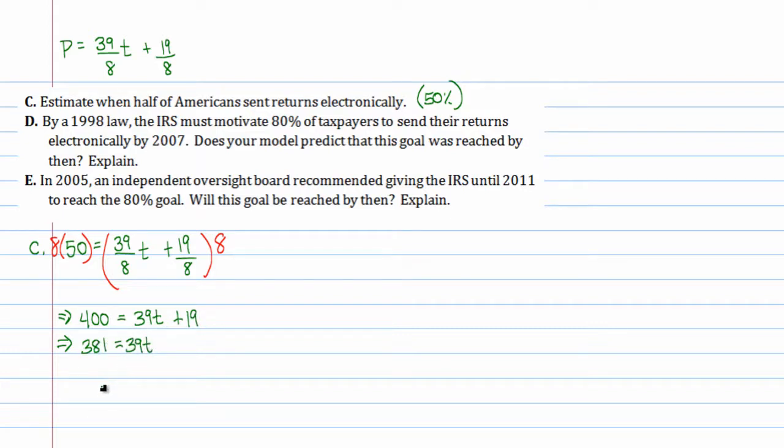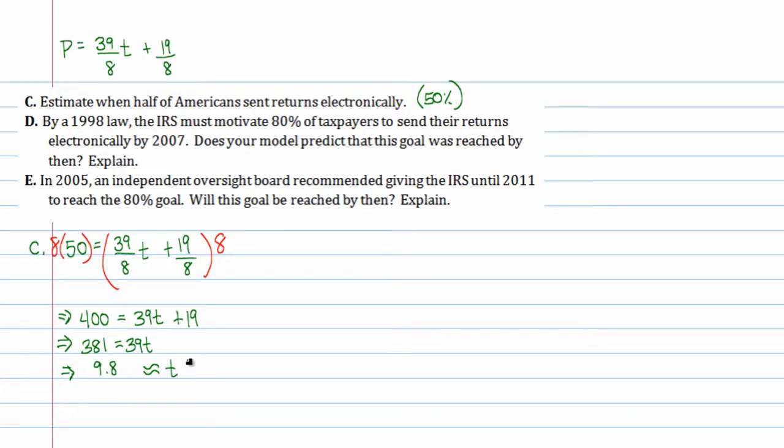And now I'll divide both sides by 39. When I do this, I get that t is approximately equal to 9.8. I mean, very roughly equal to 9.8. But when you're talking time, hey, that's about 10, right? So it tells me that when t is roughly about 10, half of Americans will send returns electronically. Now we need to interpret this. You just can't leave this as an answer. So you have to say 10 years after 1995.